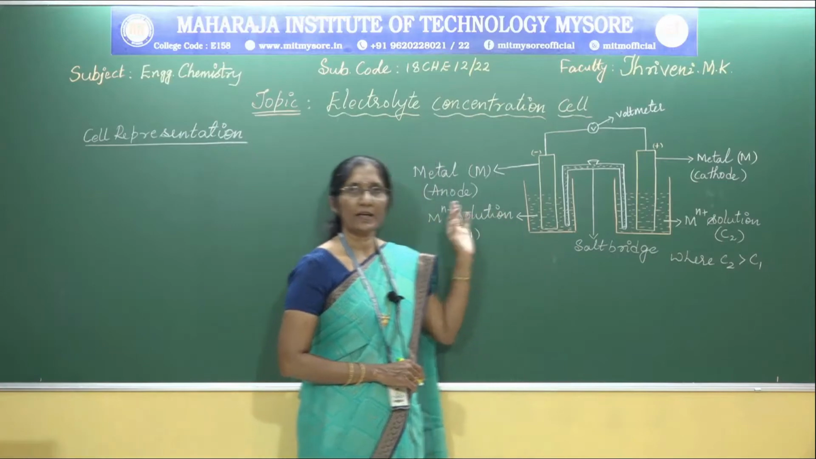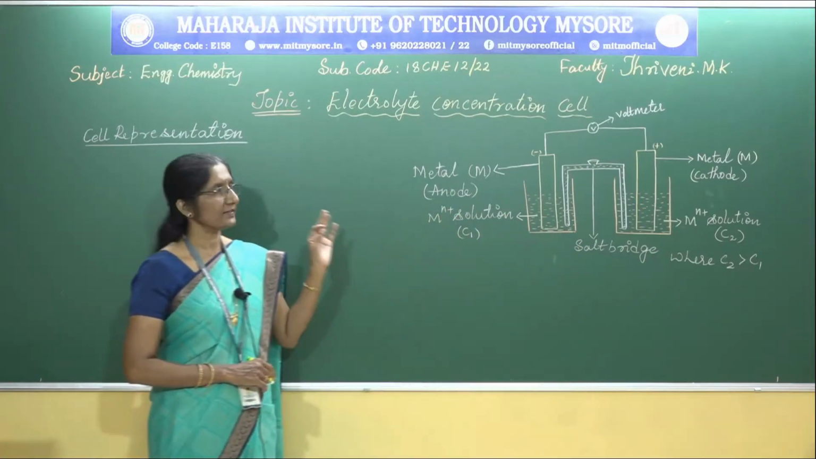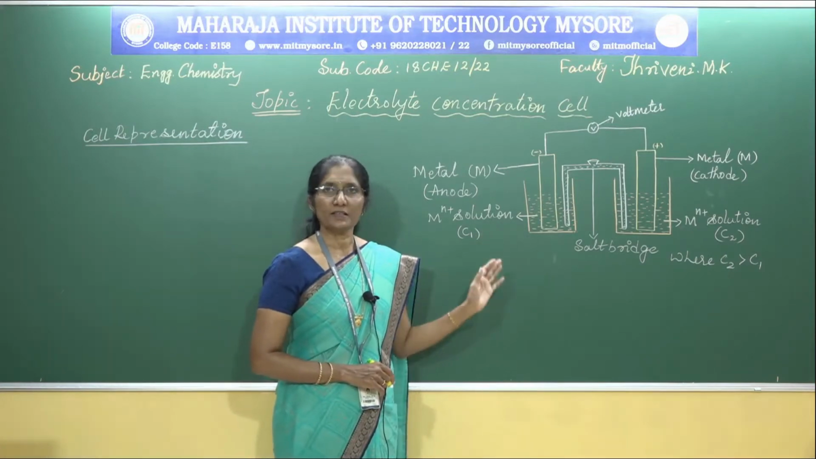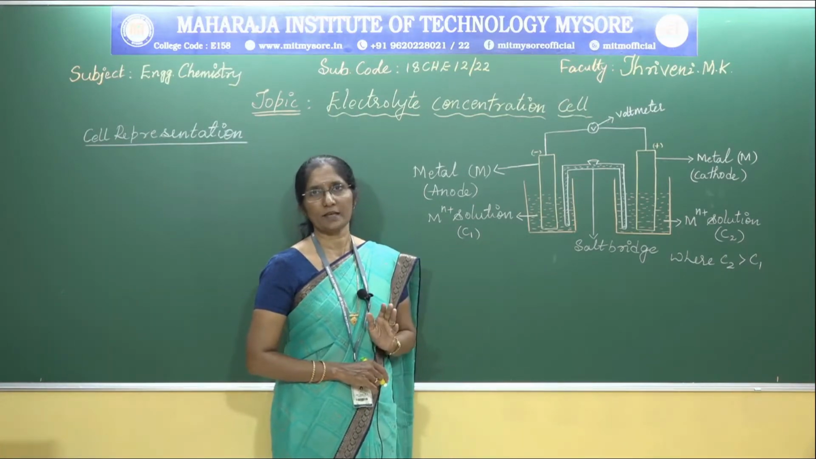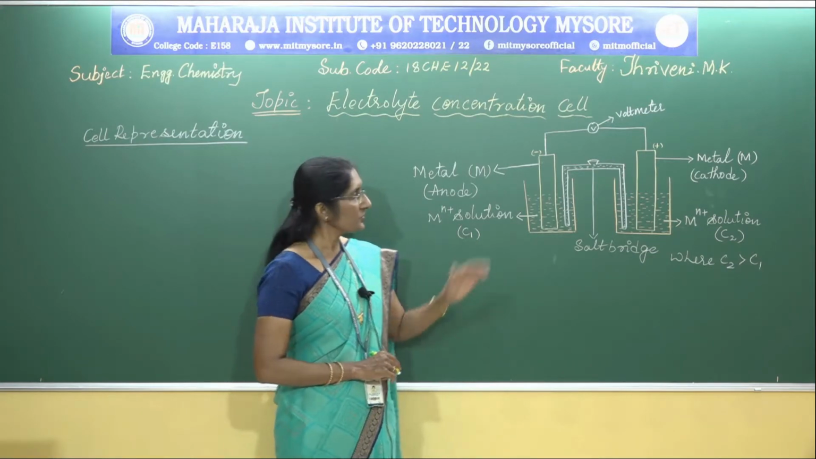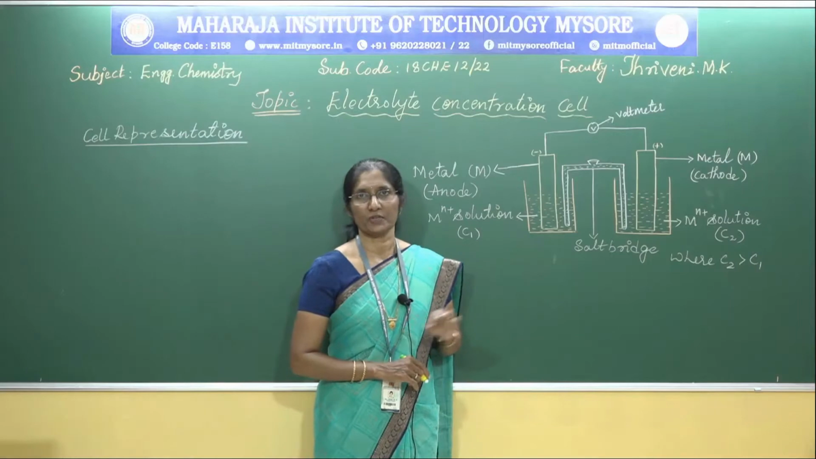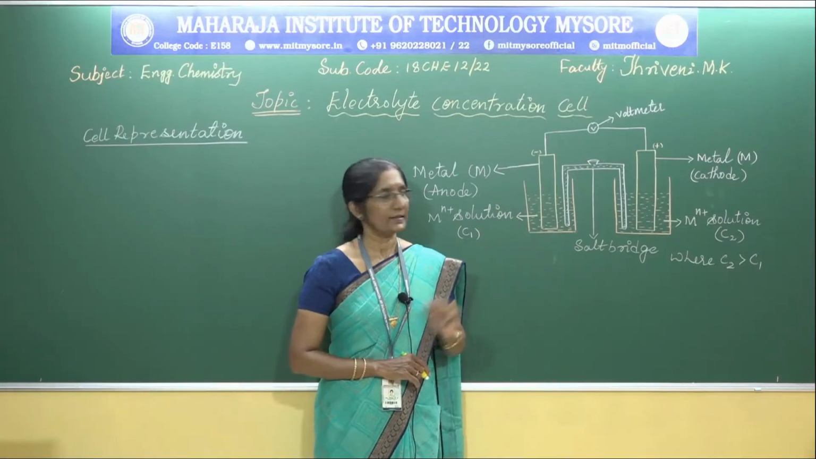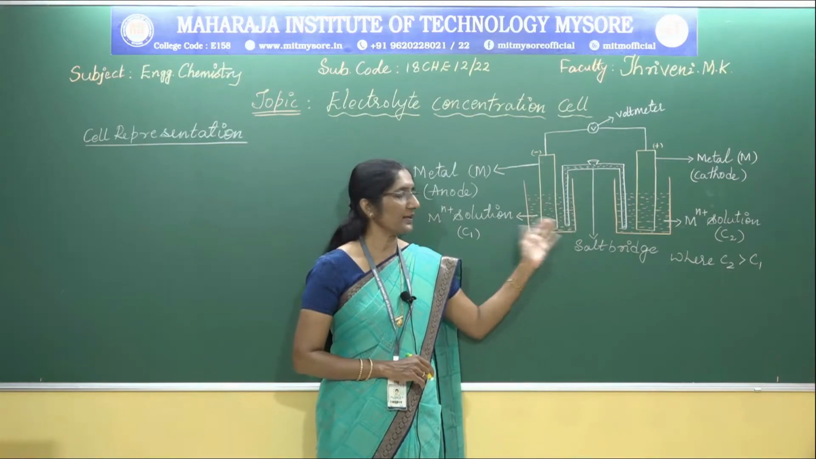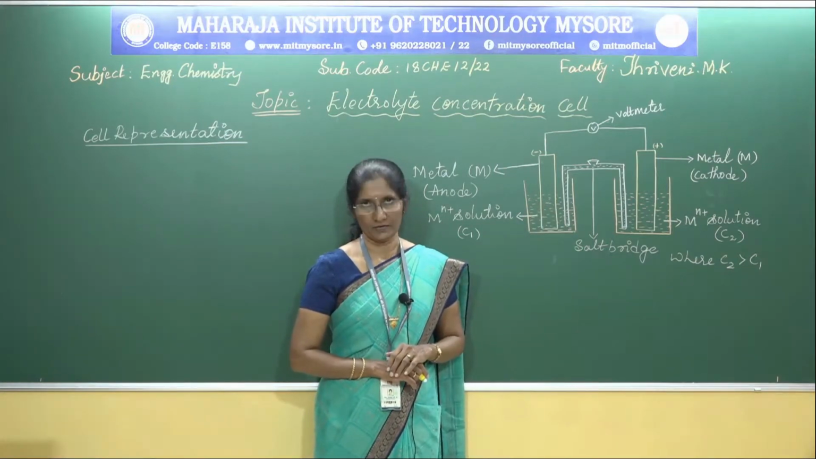So that means electrolyte concentration cell is a galvanic cell in which the electrode and electrolyte present in both the half cells are the same, but the concentration of the electrolyte is different. So then what is the driving force in this type of cell? The driving force in this type of cell is a difference in concentration of the electrolyte.